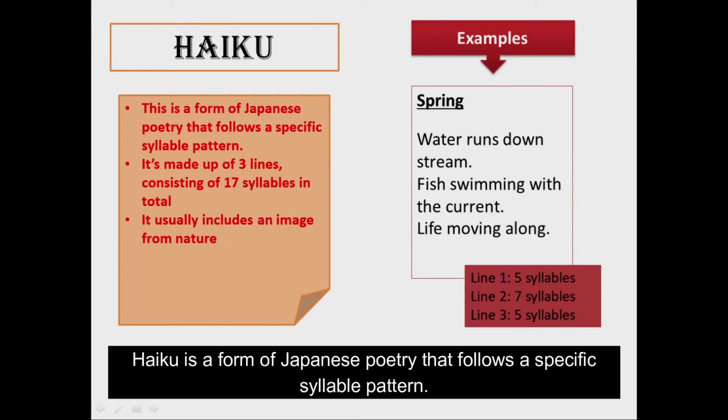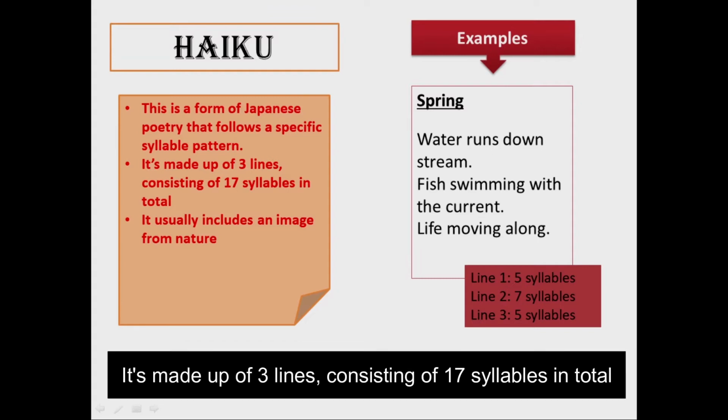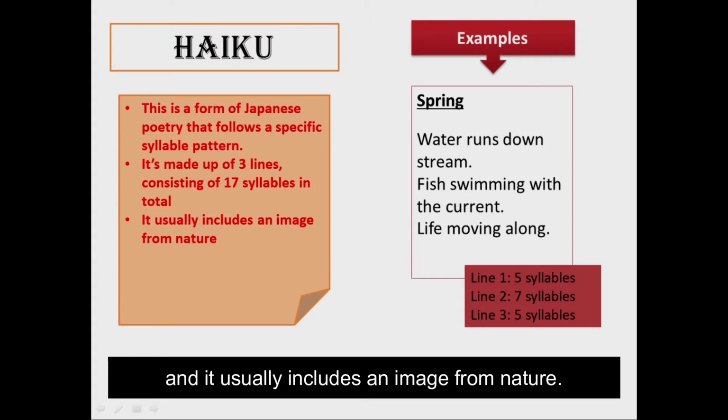Haiku is a form of Japanese poetry that follows a specific syllable pattern. It's made up of 3 lines, consisting of 17 syllables in total and usually includes an image from nature.